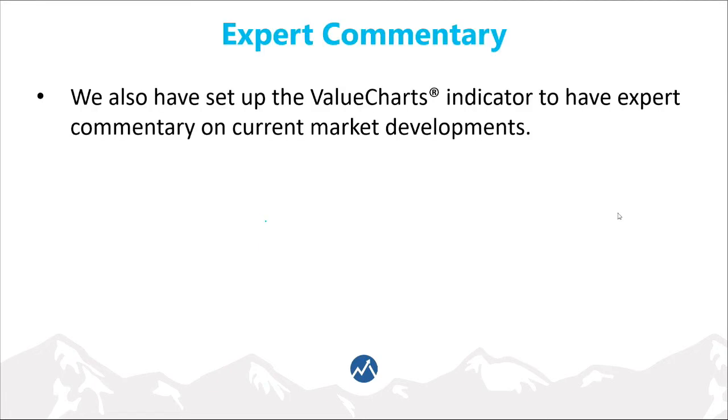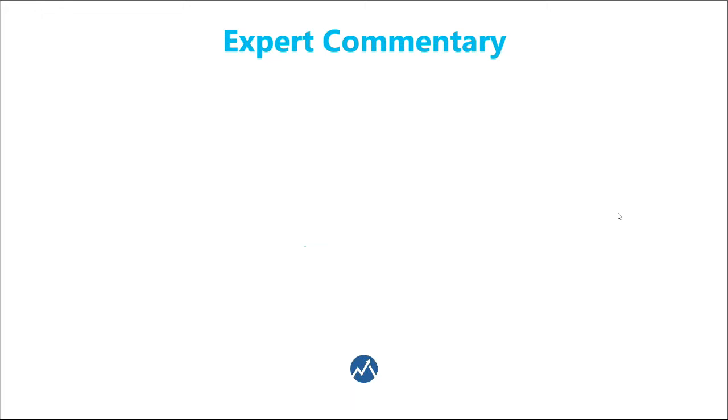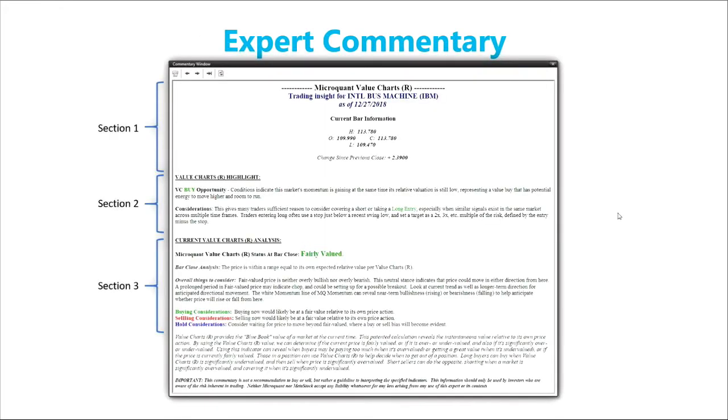Now, one thing that's great about Metastock, and this is unique to Metastock, is we've set up the value charts indicator to have what we call expert commentary on current market developments. You can turn this on or off if you want it or don't want it on your Metastock platform, but you can use this tool when analyzing the current market to help identify potential setups and market bias. So if you're not sure, the indicator will actually do it for you.